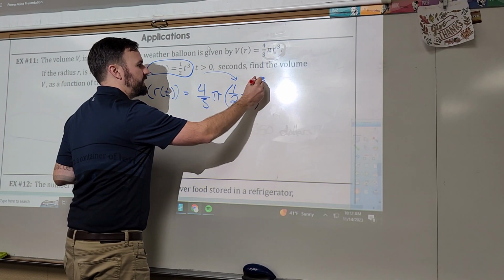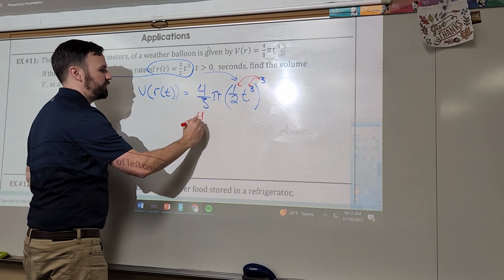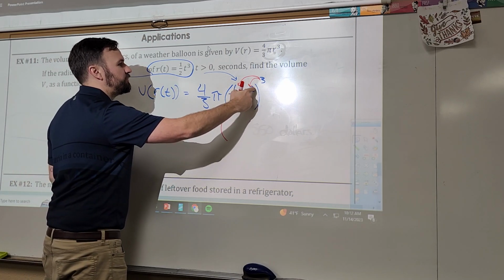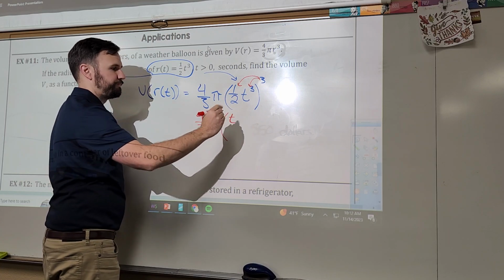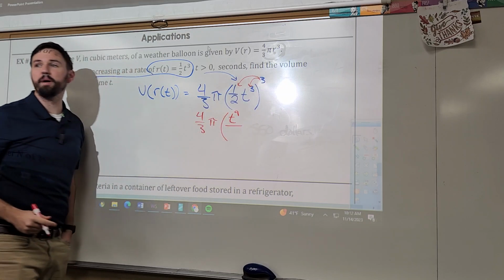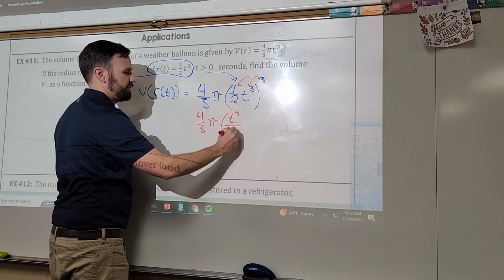What do I do with this 3 to every part? Distribute it, right? So I'm going to do 4/3 pi. What's T to the third to the third? T to the 9th, right? Because you multiply. Power to power, we multiply. What's 2 to the third? 8.